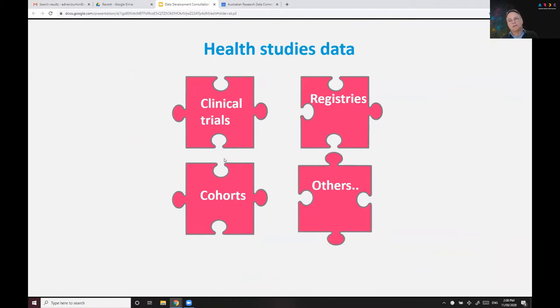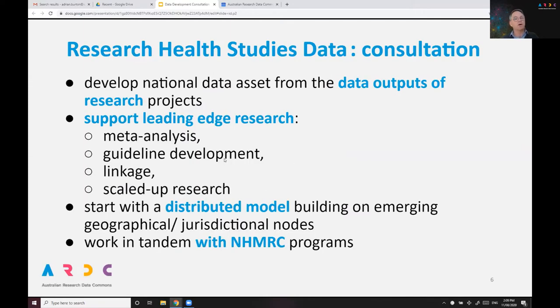When we say health studies, just to give you an example, we're talking clinical trials, registries, cohorts, and other kinds of health study. And we're talking about the data outputs of those research projects. Our consultation came up with a number of conclusions. The first was that you can and should create a national data asset from the outputs of these research projects, because they can support leading edge research, and the kinds of things suggested were meta-analysis, guidelines, other linkage and scaled up research more generally.